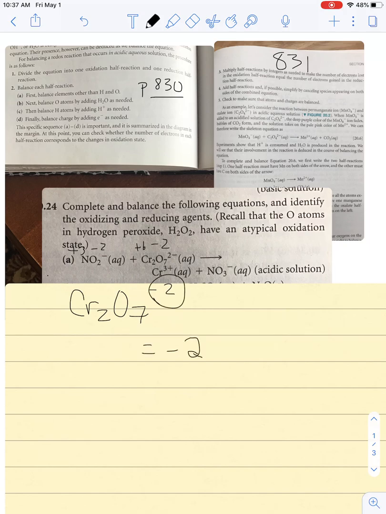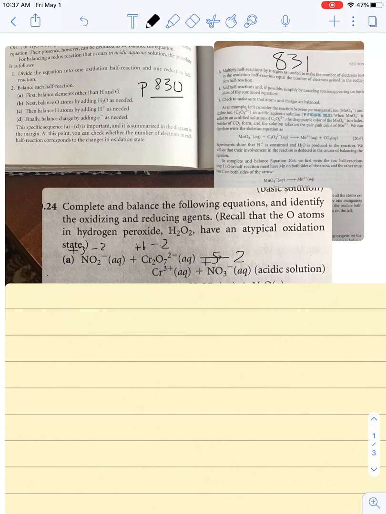Oxygen is almost always a -2 unless it's in a peroxide form, like H2O2 or Na2O2, then it's a -1. So here it's a -2, so we have -14. In order to make this work, we would need a 12 here. Because there's two chromiums, we divide by 2, so each one has a charge of +6. That's on the reactant side. On the product side we have Cr +3, nitrogen which is +5, and oxygen which is -2.